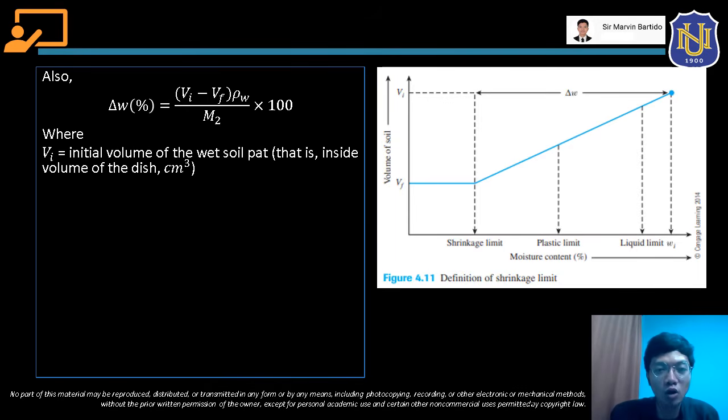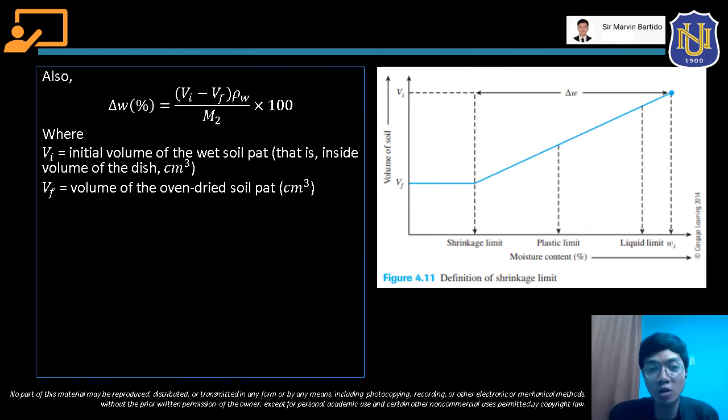Okay. So from here, our V sub I is the initial volume of the wet soil pat. And our V sub F is the volume of the oven dried soil pat. And our rho sub W is the density of water. Take note that the V sub F we used here is supposedly the volume at the shrinkage limit, not the volume at zero water content.